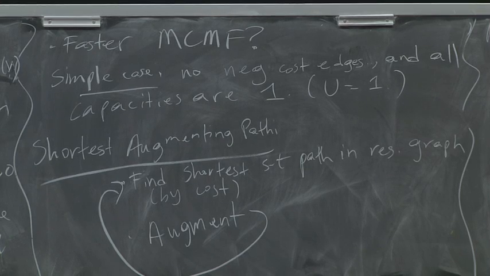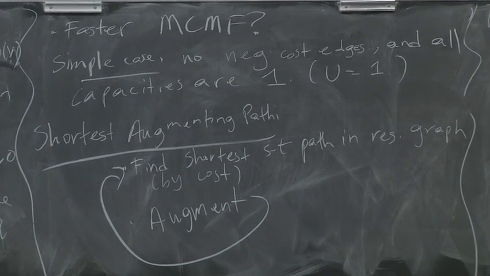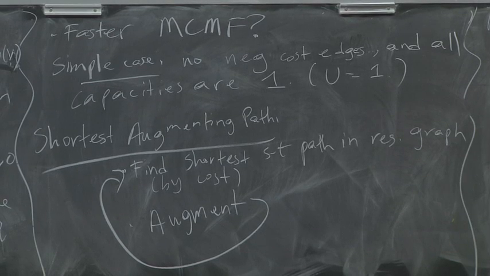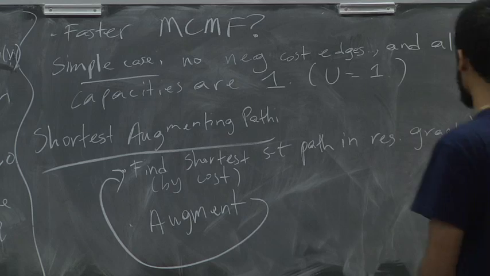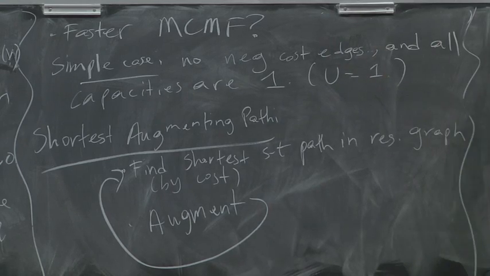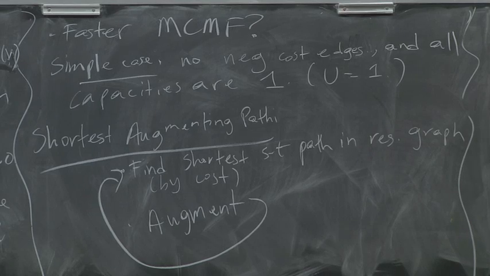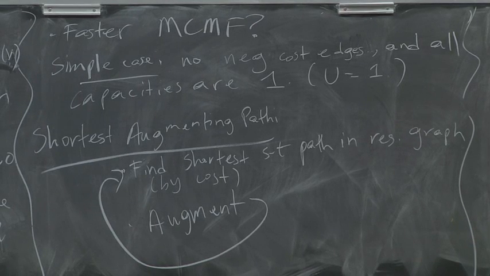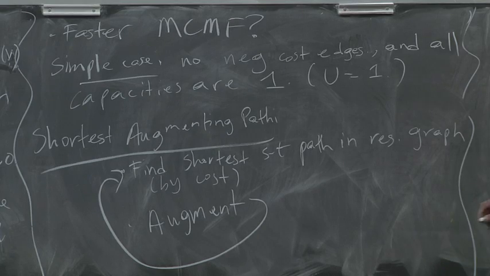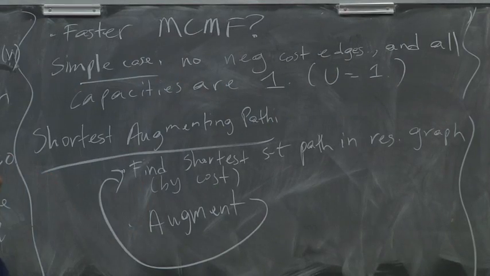Find the shortest s-t path according to costs, using costs as your edge lengths in the residual graph, and augment along that path. Okay. So the claim is that this thing is correct.